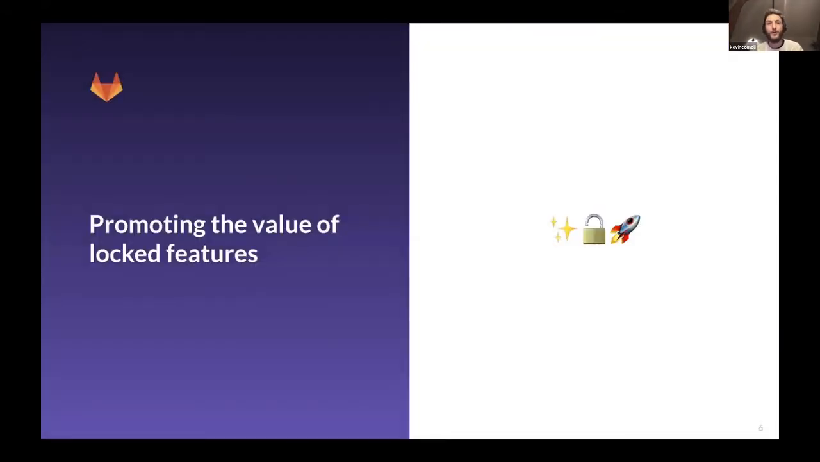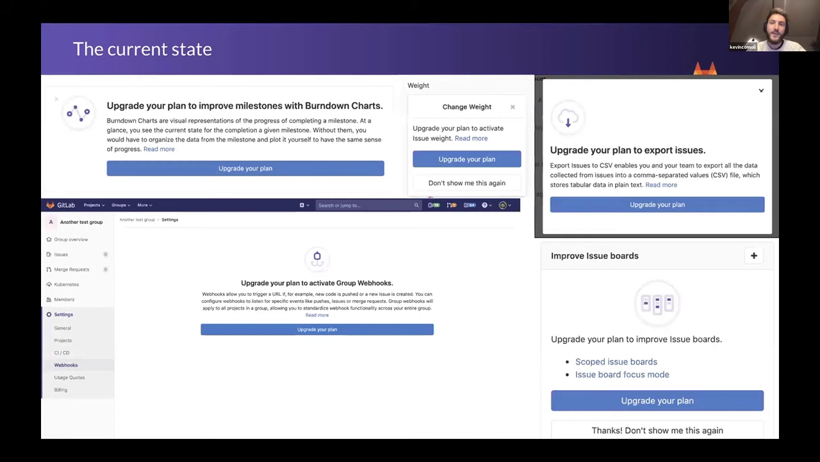I'm going to walk you through how we applied this methodology on promoting the value of locked features. This was our very first issue we tackled as a group. The first thing to do was to observe the current state of those different upgrade points within the app. What you can notice is that most of them combine rather informative content: an illustration, a headline, and a bit more explanation about what the feature is.